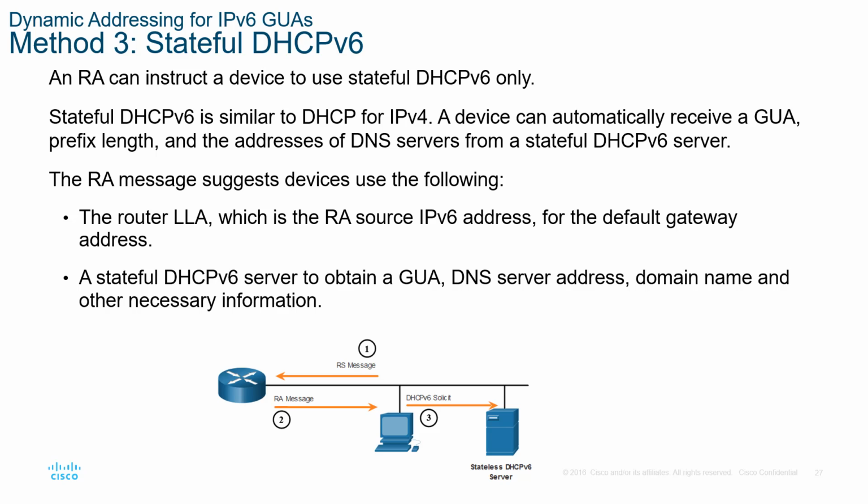Basically, the device will come online and send a router solicitation. The router advertisement, the RA message, will suggest that the device use the following information: the router link local address, which the RA sources as the IPv6 address for the default gateway, and then it will also say get everything else from the DHCP server. So the stateful DHCP server will provide the address, the DNS information, domain name, and any other information. So stateful DHCP will use the link local address of the router, and everything else comes from the DHCP server.